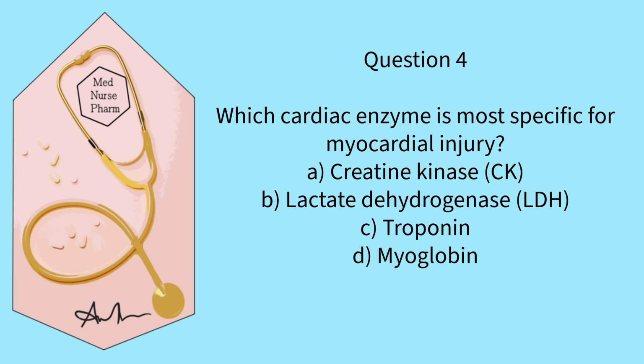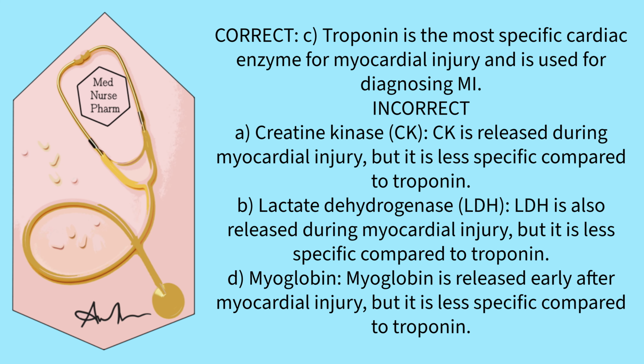Question 4. Which cardiac enzyme is most specific for myocardial injury? Creatine kinase, lactate dehydrogenase, troponin, myoglobin. Pause the video and select your answer. The correct answer is C. Troponin. It is the most specific cardiac enzyme for myocardial injury and is used for diagnosing MI.